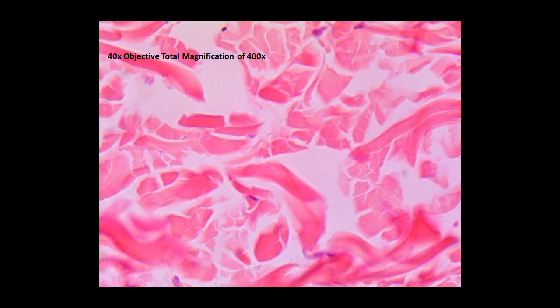Here we've increased our magnification using the 40x objective for a total magnification of 400 times, and we're going to look at the same structures that we looked at in the previous magnification, only we can see them a little clearer. Here we can see the protein fibers going in many different ways, giving equal strength in any direction that the tissue is pulled or stressed. And we can see the fibroblast nuclei very clearly here.